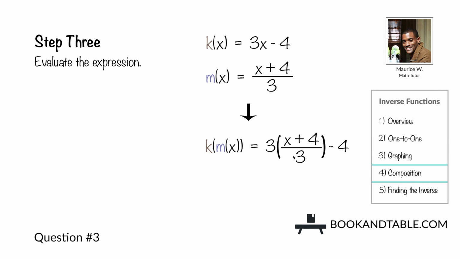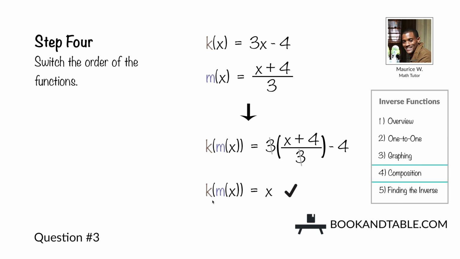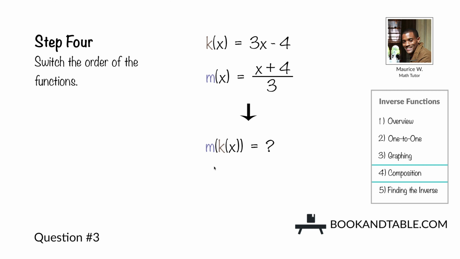And now, step 3, we can evaluate this expression. This 3 times this 3 will cancel each other out. 3 over 3 will give us 1, leaving us with just x plus 4 minus 4. And 4 minus 4 cancel each other out, leaving us with just x. So k of m of x does result in x. So now we can switch the k and m functions to test m of k of x.